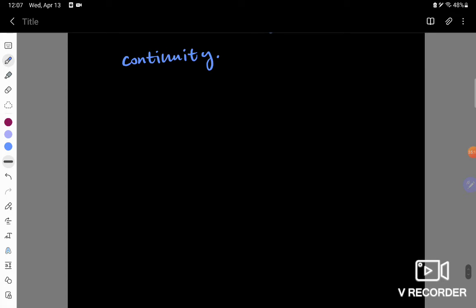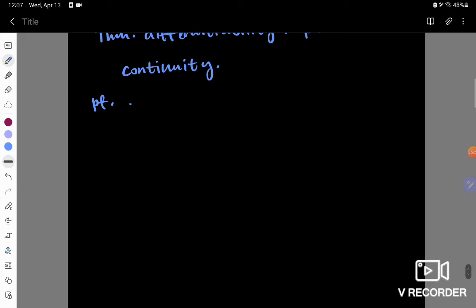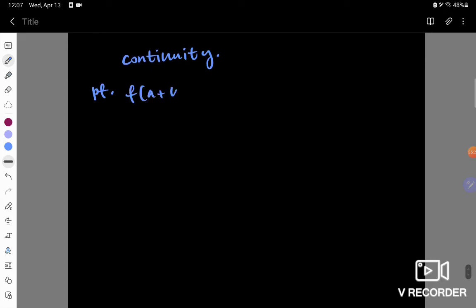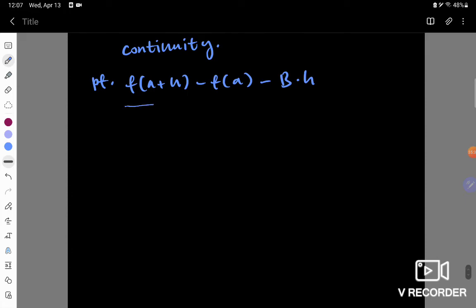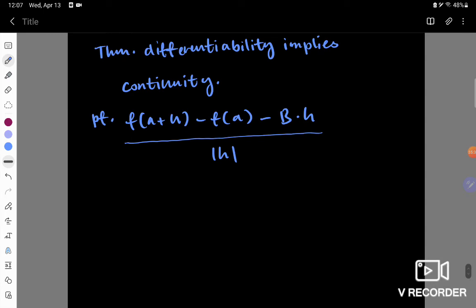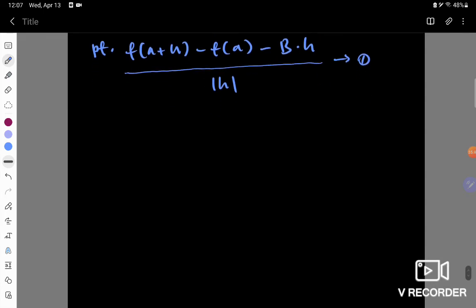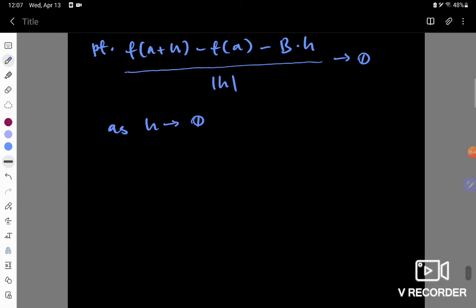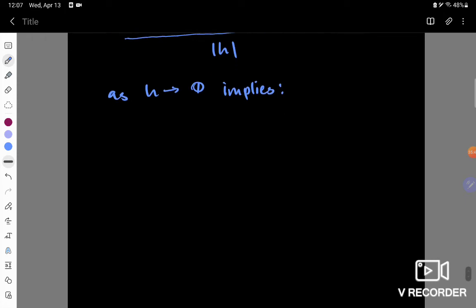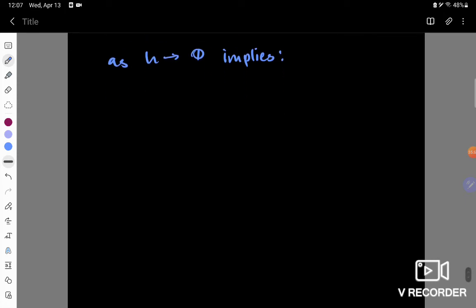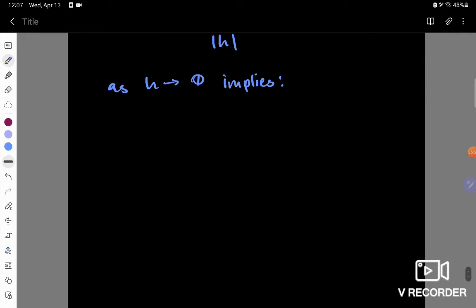Why is this the case? So, proof. The statement that f of a plus h minus f of a minus, we'll just keep our notation b, rather than writing out the full differentiation matrix there. So we just copy our definition here, going to 0 as h goes to 0, implies now that our numerator goes to 0 as h goes to 0.